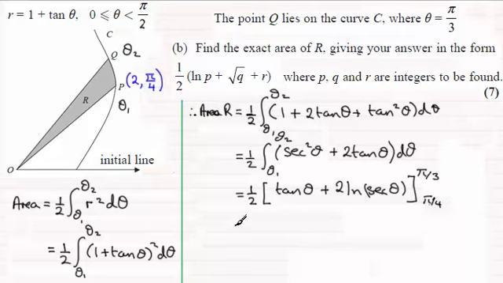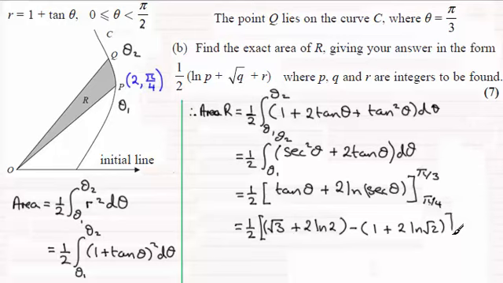So it's just a question then of substituting your values in, and if you put them in, you should find you get root 3 plus 2 times the natural log of 2. Let's put that in brackets there. Minus, and then you've got 1 plus 2 natural log root 2.